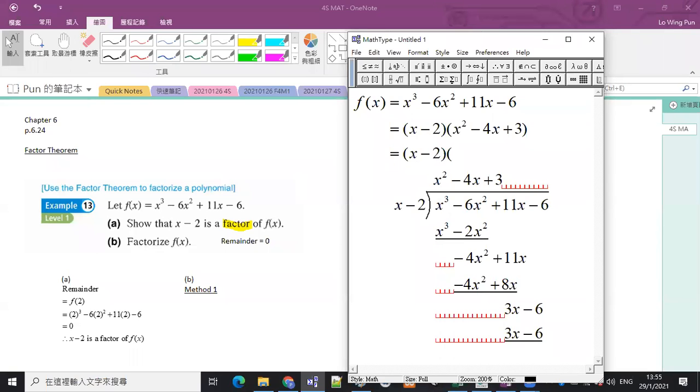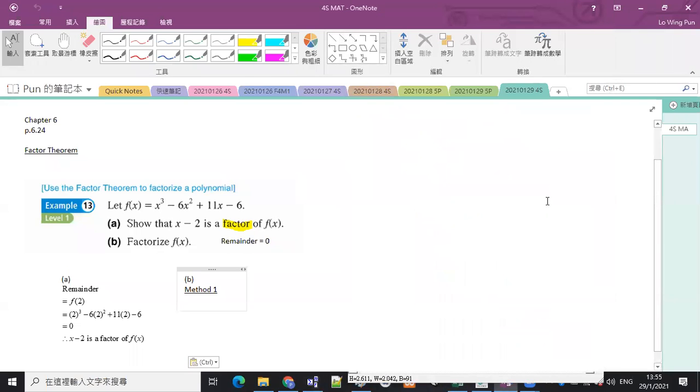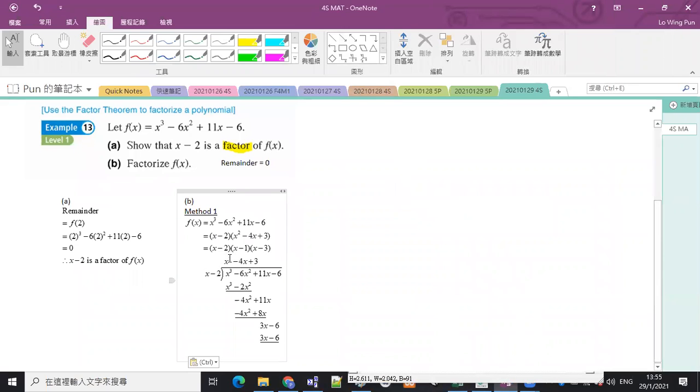So x squared minus 4x plus 3 can be further factorized into 2 brackets, right? First one should be x minus 1, and then second one should be x minus 3. So f(x) is equal to this. X minus 2 times x minus 1 times x minus 3. Okay?